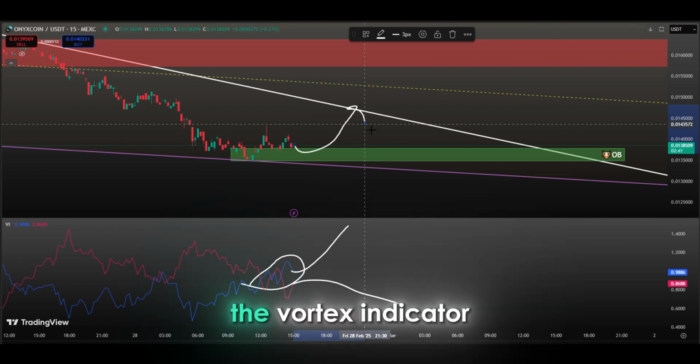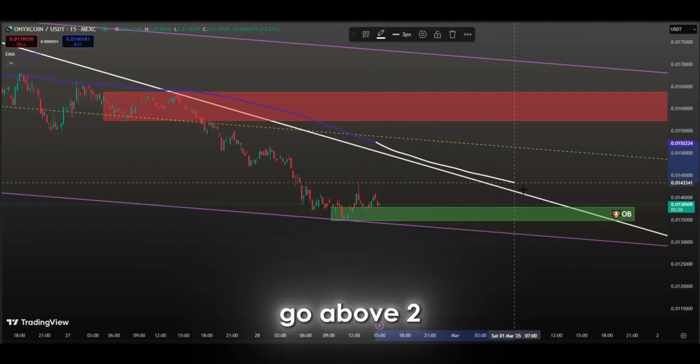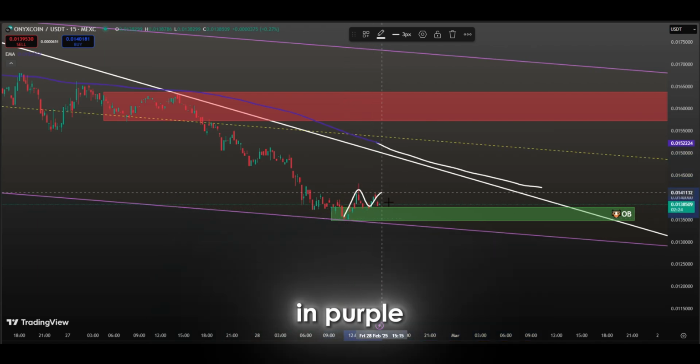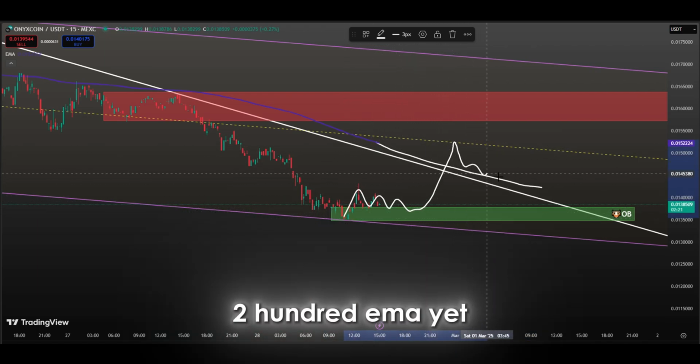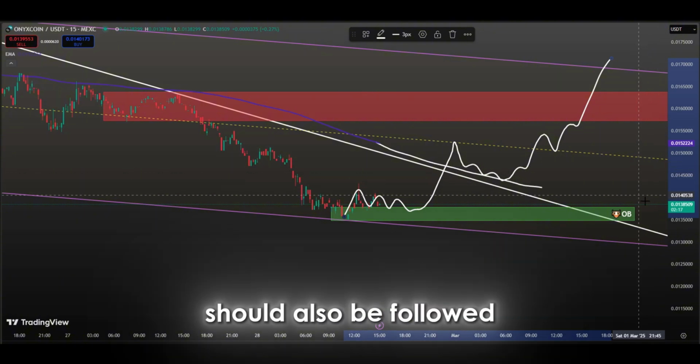The vortex indicator has also turned positive, and if you want to be bullish long-term, we need to go above 200 EMA, which you see in purple, and the price is not above 200 EMA yet. If it goes above it, we can see a longer-term rise. 200 EMA should also be followed.